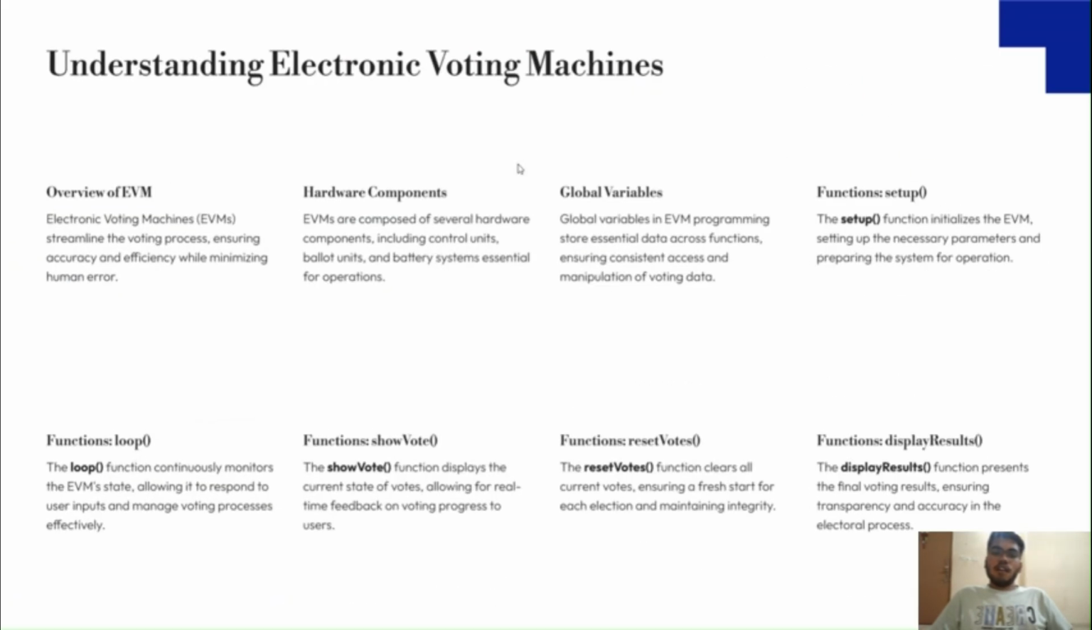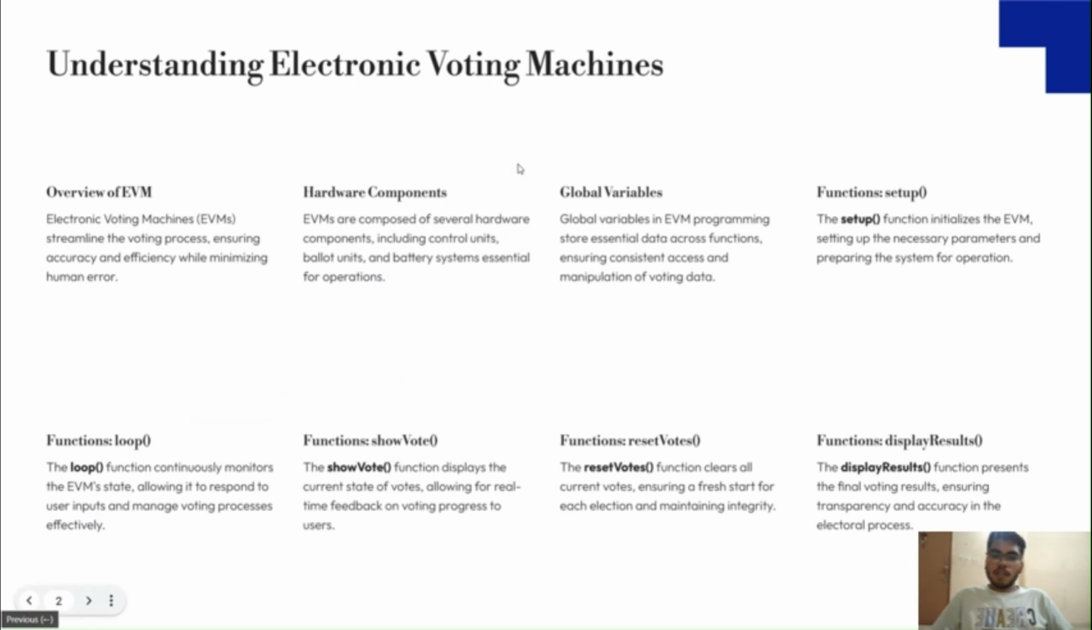Now understanding electronic voting machines. So first of all, overview of electronic voting machine. Electronic voting machines streamline the voting process, ensuring accuracy and efficiency while minimizing human error. Second is hardware components. So there are several hardware components, including control units and battery systems essential for operation.